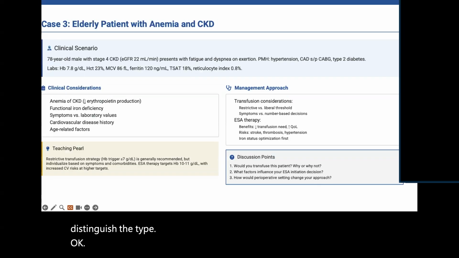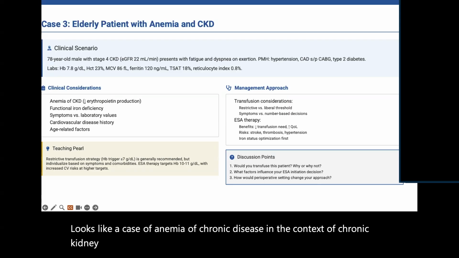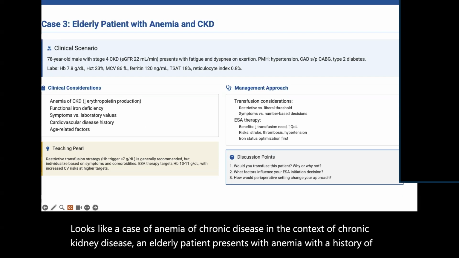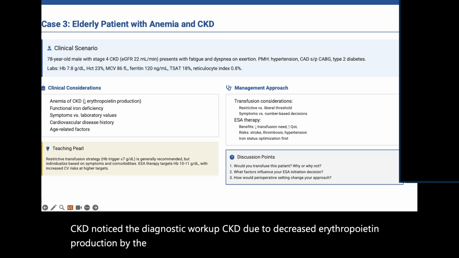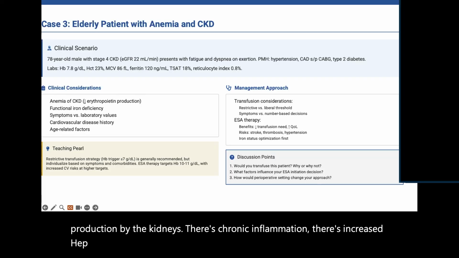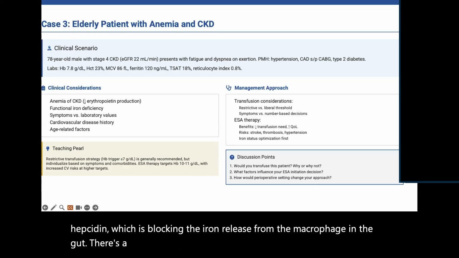All right, now we have this elderly patient. Looks like a case of anemia of chronic disease in the context of chronic kidney disease. An elderly patient presents with anemia with a history of CKD. Notice the diagnostic workup. CKD causes decreased erythropoietin production by the kidneys. There's chronic inflammation. There's increased hepcidin, which is blocking the iron release from the macrophage and the gut. There's a functional iron deficiency resulting in inadequate RBC production.